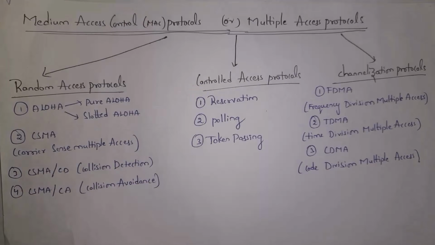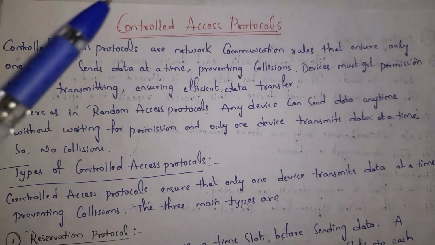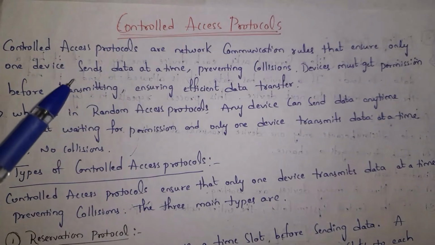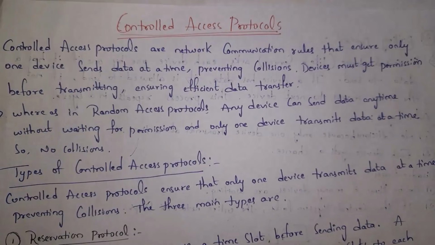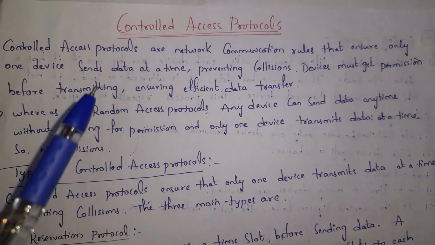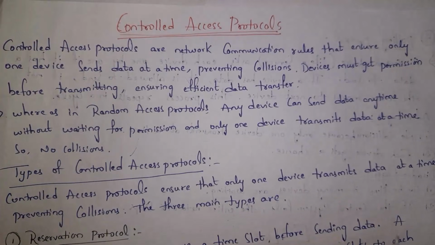Next I will explain what controlled access protocols are. Guys, controlled access protocols allow only one device to send data at a time, so they prevent collisions. And in controlled access protocols, whenever any device wants to send data, at first the device must get permission. Only if the device gets permission can the device send data. As the device needs to get permission before sending data, controlled access protocols ensure efficient data transfer.